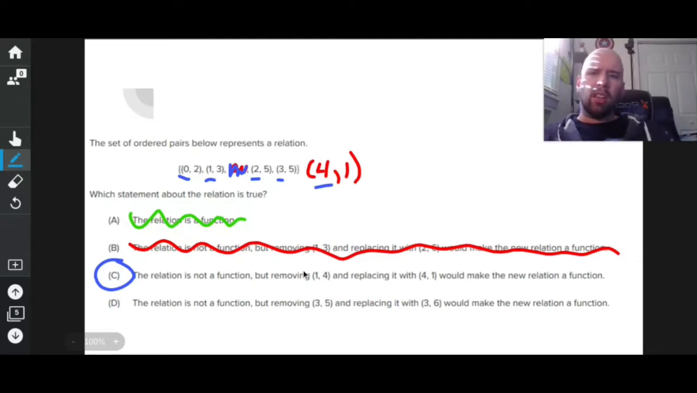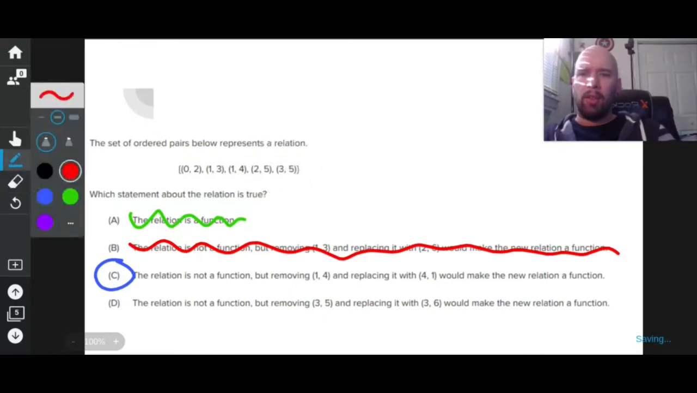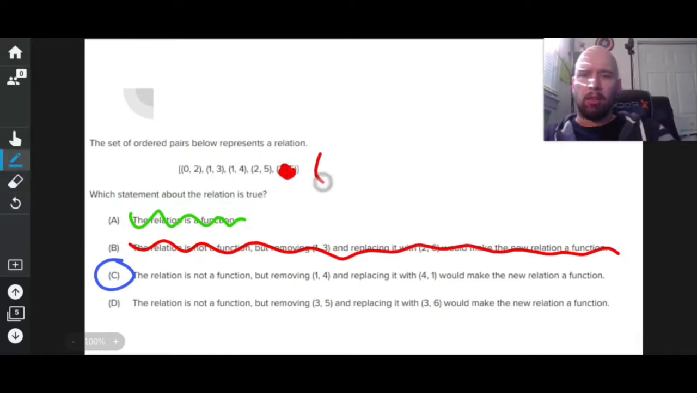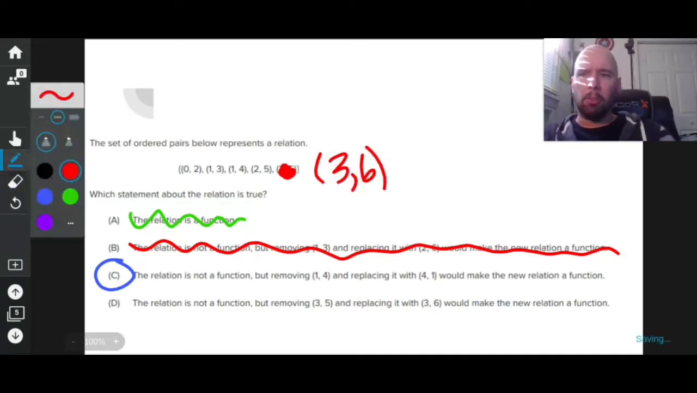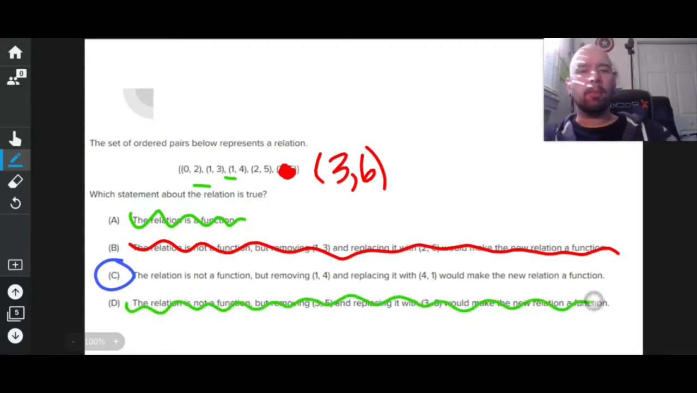And what D does is D replaces a 3 x value with a 3 x value. So if you were looking at D, just to make sure, D just says get rid of this, get rid of this, and then make it 3, 6, and now it's a function. Well, no, it won't be a function because 1 and 1 are still used twice. So that won't help. So D would be wrong anyway, just to cover our bases.